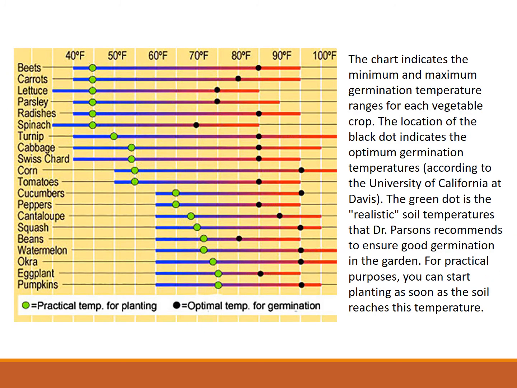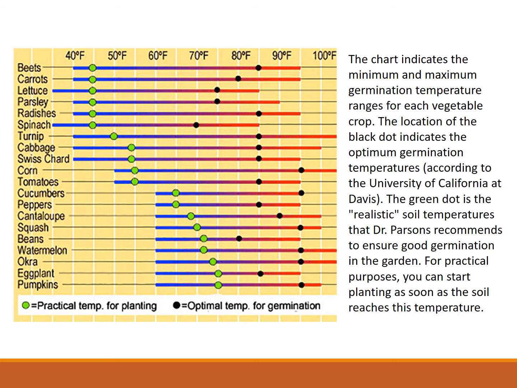This chart indicates the minimum and maximum germination temperatures for different vegetable crops that you would plant outdoors in a garden. The location of the black dot indicates the optimum or ideal germination temperature. The green dot is the realistic soil temperature that is recommended to ensure good germination in the garden. For practical purposes, you can start planting as soon as the soil reaches this temperature.